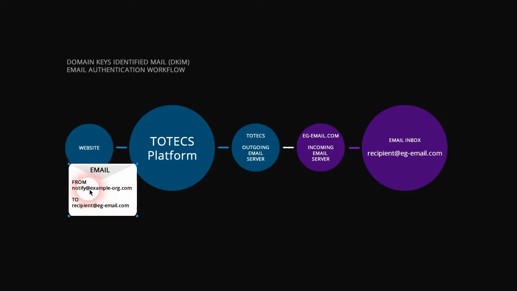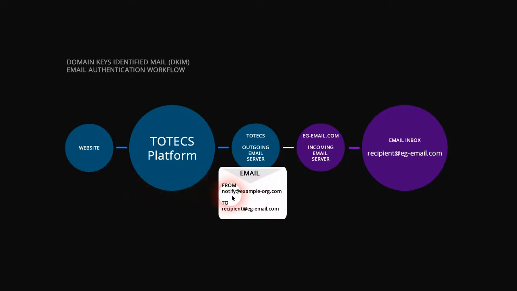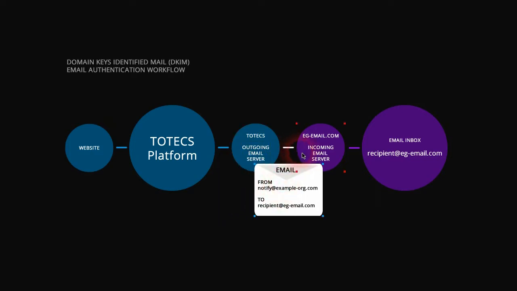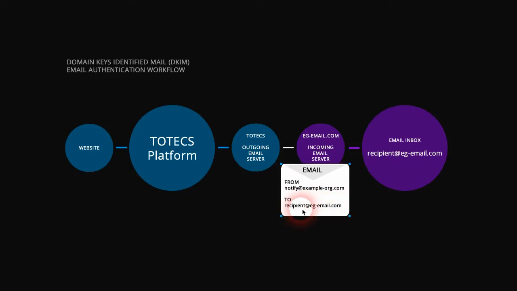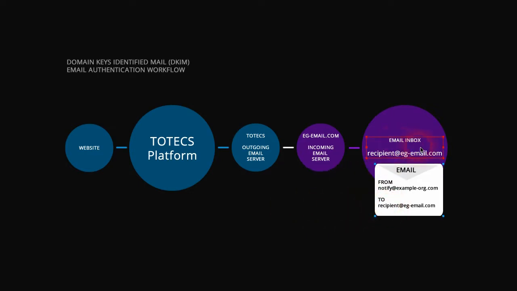So when this occurs, an email first gets generated and sent out from the TOTECS platform servers. That goes through what we call an outgoing email server, and then that goes through the general internet and gets received by the recipient's incoming mail server. In this case, we have recipient at eg-email.com. So eg-email.com would have an incoming mail server that listens for emails on that domain, and then that will get passed across to the inbox or the email client containing the email inbox for that recipient.